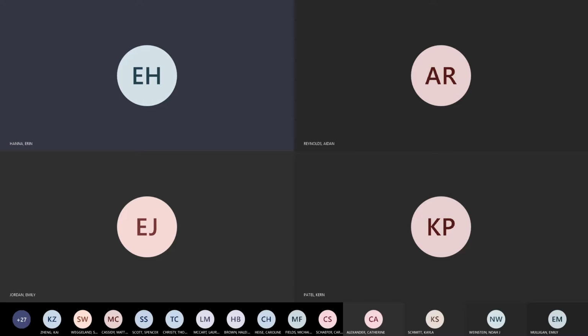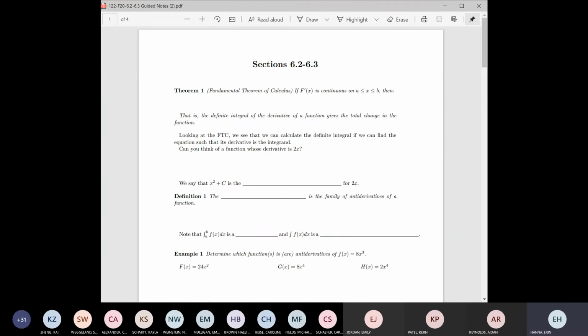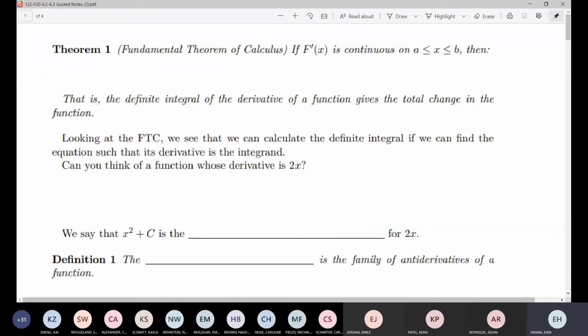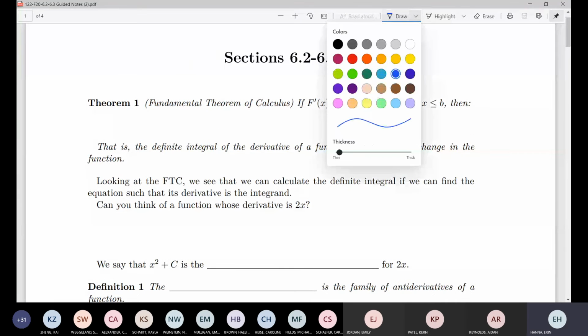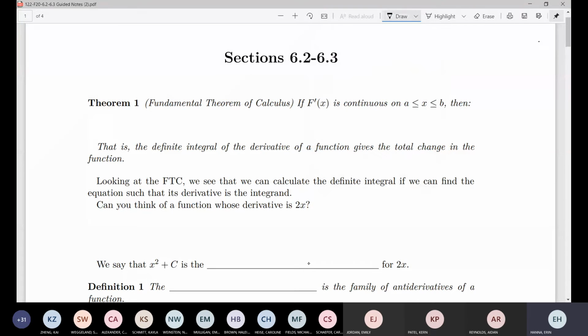So jumping over to our new set of notes really quick. Again, we're not going to get very far, but we'll get the general idea started. So we're in 6.2 and 6.3, and we're going to jump around a little bit. I know we were just in chapter 5 and now we're in chapter 6. We're going to do these two sections, then jump back to chapter 5, and then jump back to chapter 6.